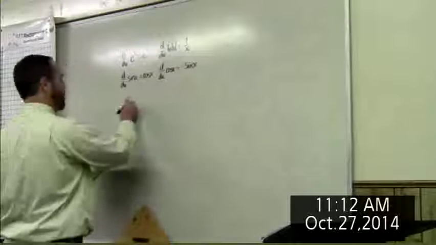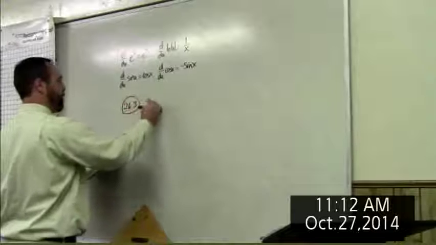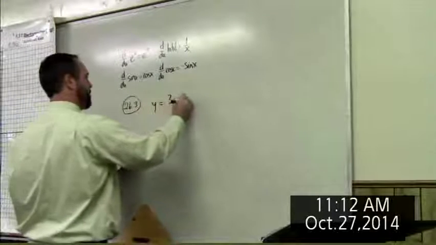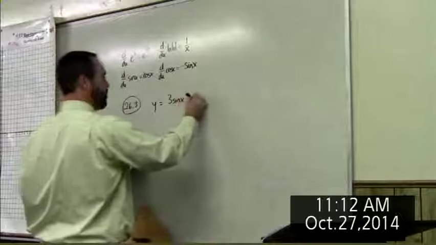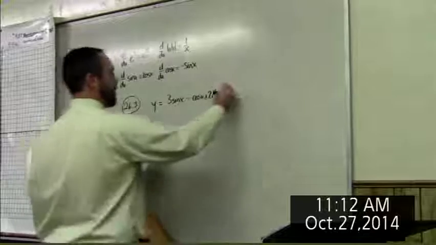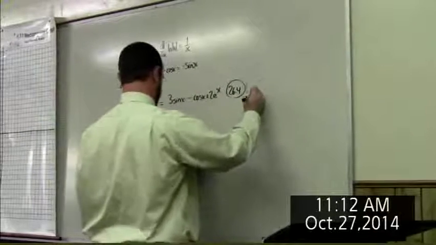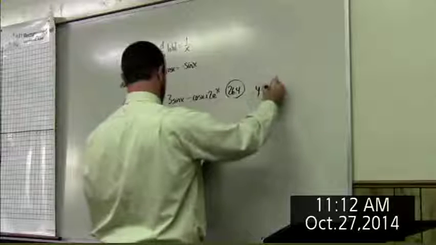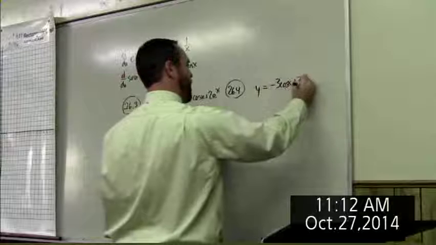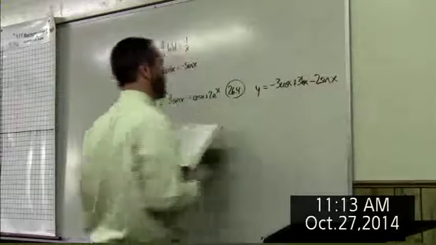I'll look at example number 3. We have y is equal to 3 sine x minus cosine x plus 2e to the x. And example number 4, we have y is equal to negative 3 cosine x plus 3 ln of x minus 2 sine x.